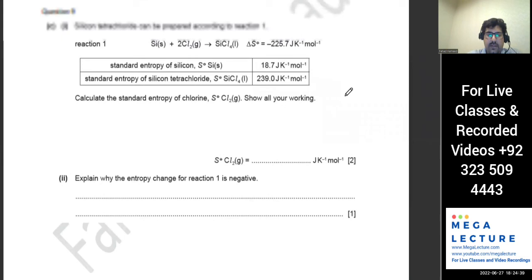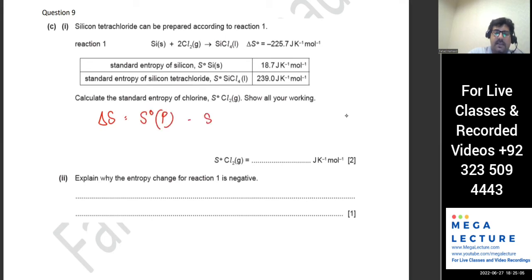So any difficult ones? Why is this a negative entropy change? Because entropy is decreasing, gas turning into a solid, or the number of gas moles is decreasing. Now in this question, it's the same formula, except that they're asking it the other way around, because they've already calculated delta S. So delta S is already there.